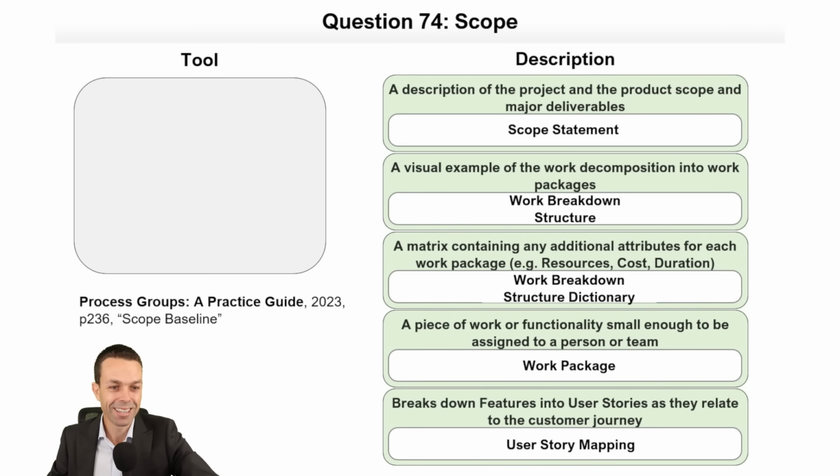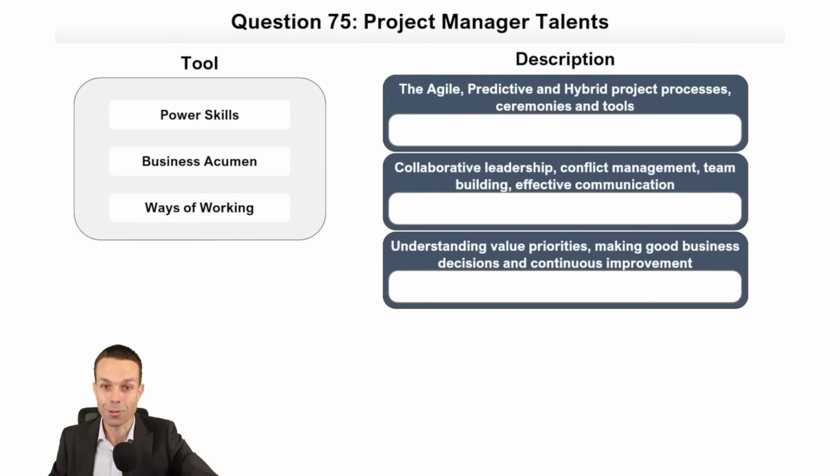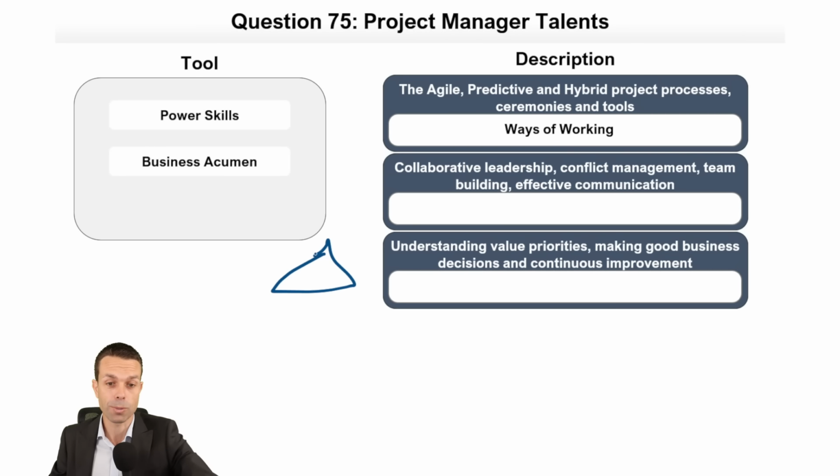Let's quickly check. Okay, that is correct. Page 236, scope baseline for all of those scope items. Halfway through, now an agile, predictive, or hybrid project processes, ceremonies, and tools. Oh, this is great. This is the project manager talent triangle. And you'll see this in the process groups practice guide. You need ways of working.